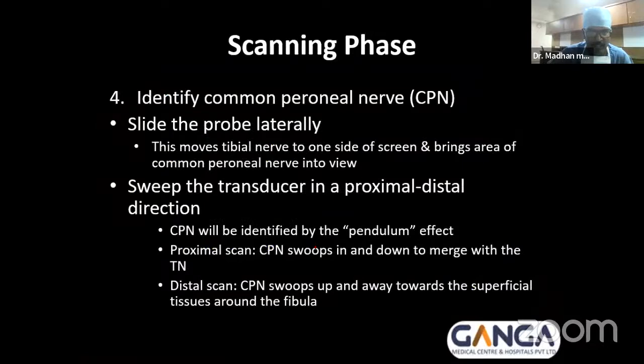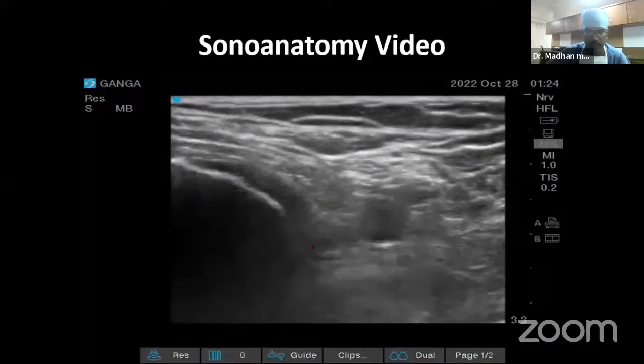The next point is to identify the common peroneal nerve. For this, the probe has to be slid a little laterally and moved proximally. This moves the tibial nerve to one side of the screen and brings the area of the common peroneal nerve into view. Sweep the transducer in a proximal to distal direction. While scanning proximally, the common peroneal nerve swoops in and down to merge with the tibial nerve. During distal scanning, the common peroneal nerve again swoops up and away towards the superficial tissues around the fibula. This is shown in this video.